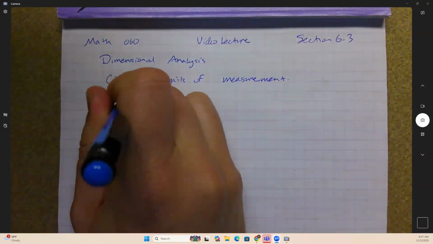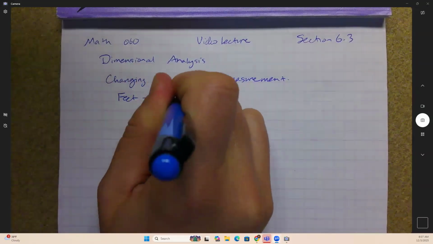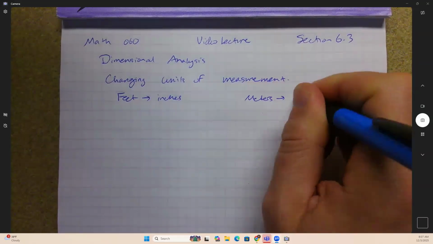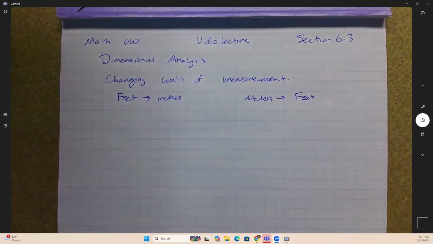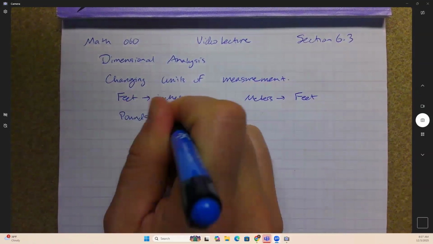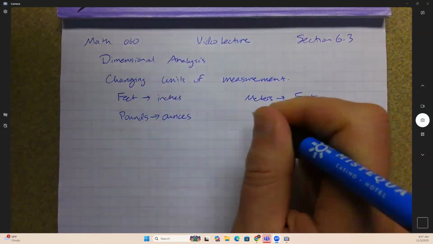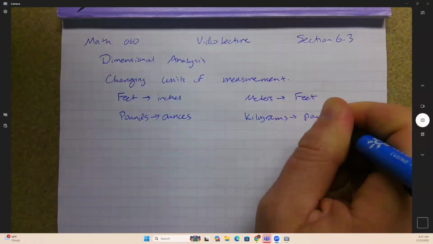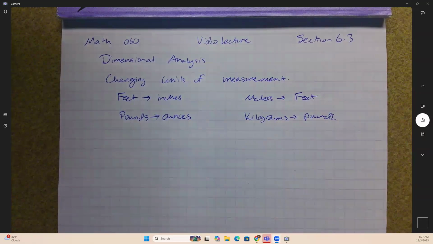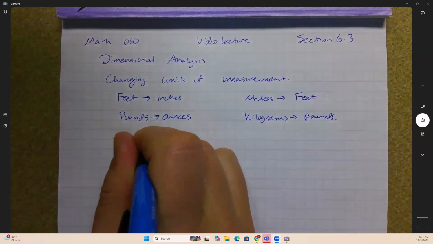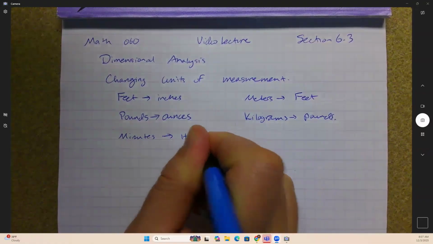All right, so going from feet to inches, or meters to feet, for example. Maybe going from pounds to ounces, maybe going from kilograms to pounds. And so we're changing units of measurement. We could go from minutes to hours, for example.